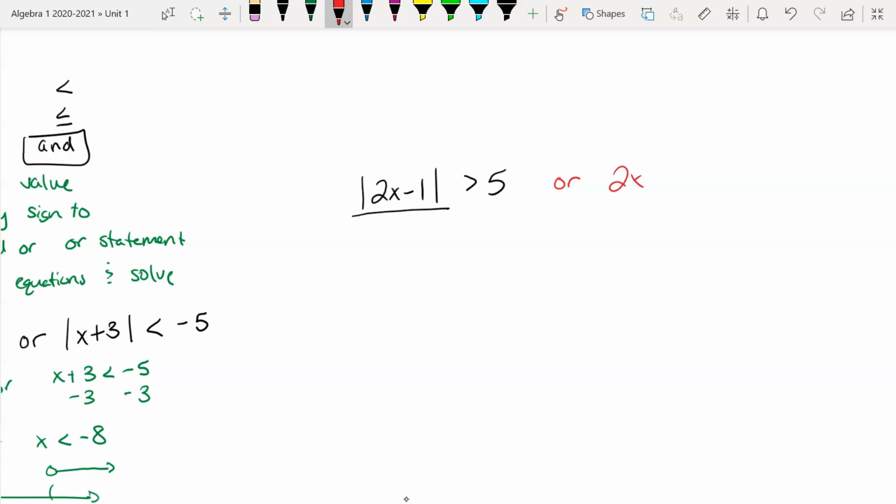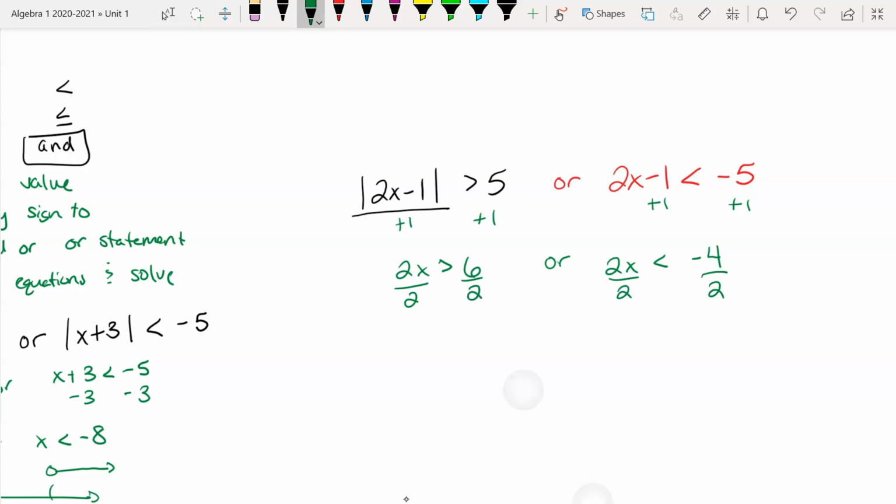So then I'm going to rewrite the equation with the absolute value staying the same, flip the inequality sign, and change the sign of the 5. So then I would add 1. So x is greater than 3 or x is less than -2.